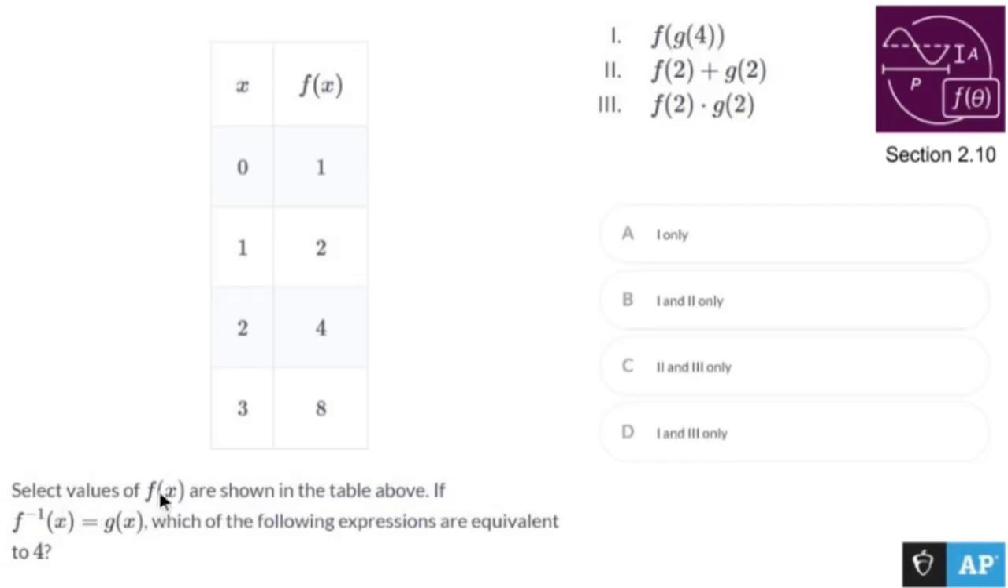Select values of f of x are shown in this table above. If f inverse is g of x, which of the following expressions are equivalent to 4?